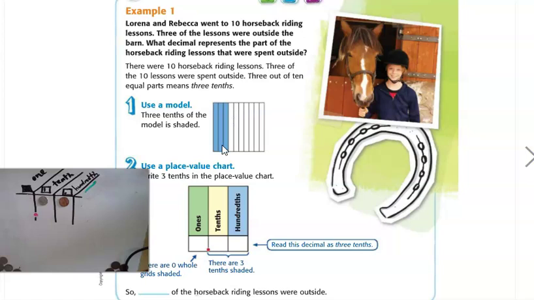So we've got 3 full bars. 3 tenths of the model is shaded. Now we're going to write 3 tenths in the place value chart. So it's just like if we were to have 1, 2, 3 dimes and no pennies, we would write 3 tenths. And we would not need to write anything in the hundredths place. So it would look like that. So 3 tenths of the horseback lessons were outside.